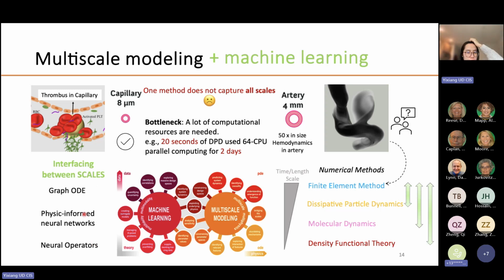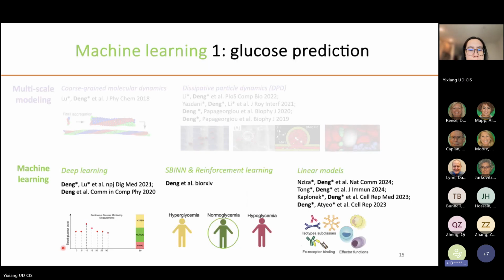Our focus in my lab right now is on physics-informed neural networks as well as neural operators to help us understand the patterns among different scales better. So I want to talk about my previous attempts to develop machine learning models, specifically focusing on glucose prediction with deep learning.